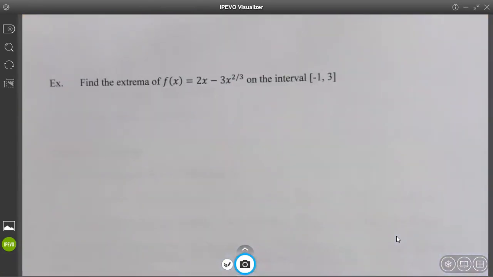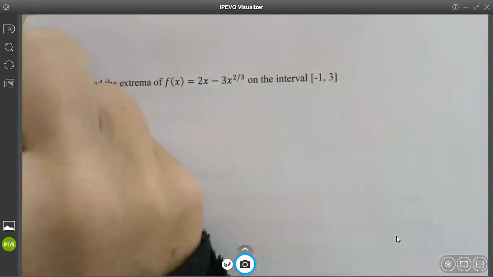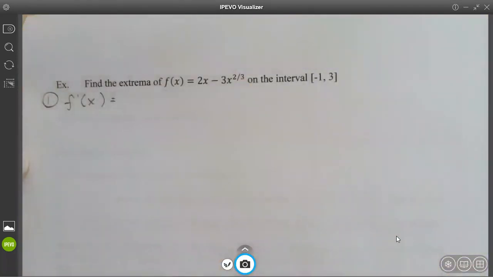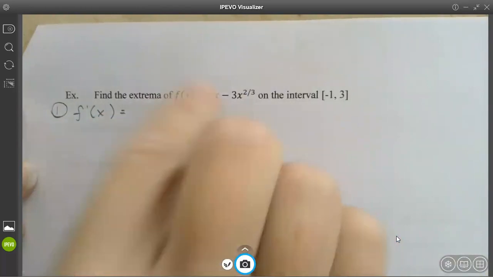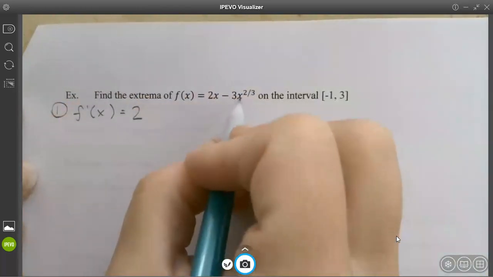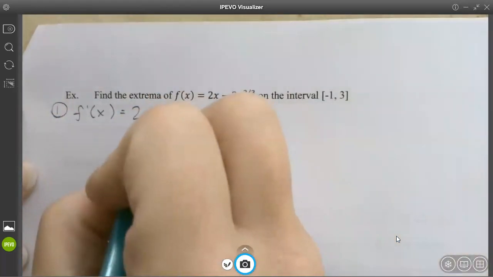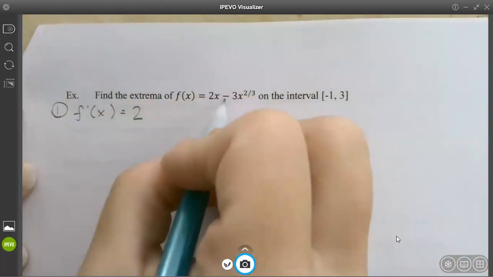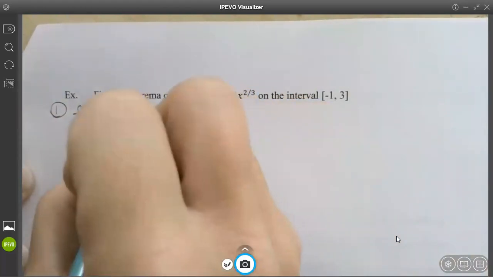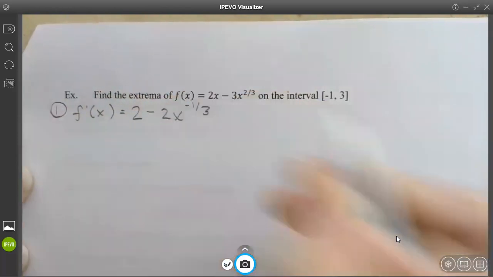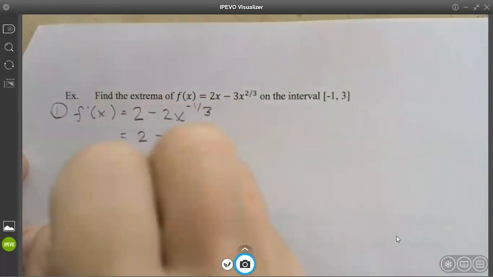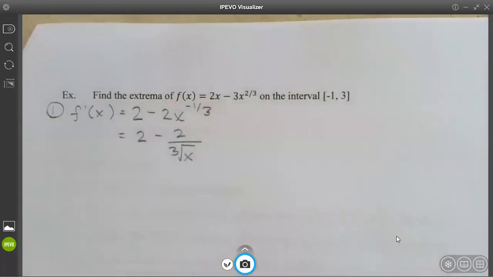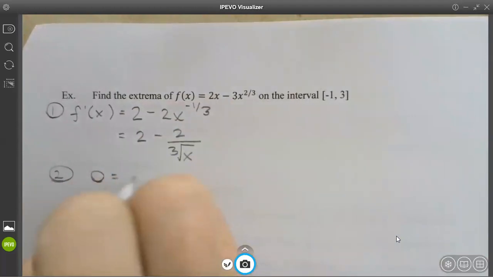First thing we're going to do is find the derivative. What do we get? Derivative of 2x. Derivative of 3x to the 2/3. And it's a minus, right? So negative 2x to the negative 1/3. Good. This is the same thing as 2 over the cube root of x. The reason I write it like this is because we want to set that equal to 0.